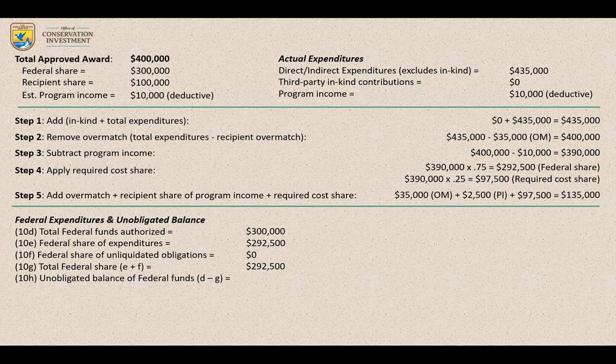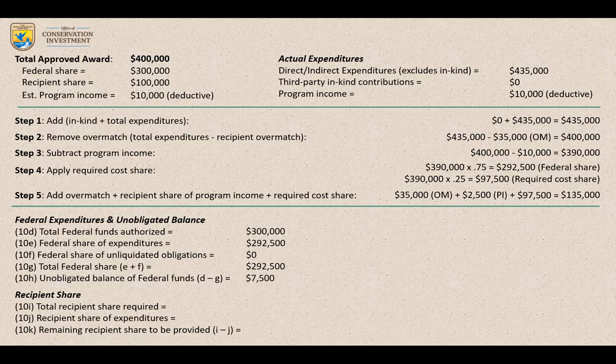Lastly, in Field 10H, the recipient reports any unspent federal funds remaining at the end of the federal award. This value is determined by subtracting the value in 10G from the value in 10D. In this scenario, there remains $7,500 in undrawn federal funds remaining at the close of the award. Fields 10I through 10K provide information about the recipient share of expenditures and any remaining recipient share to be provided as of the reporting period end date.